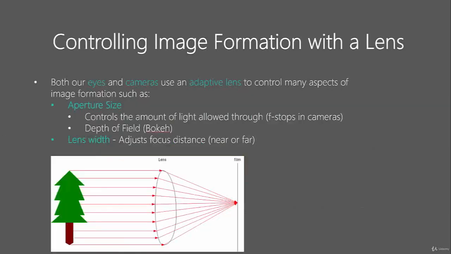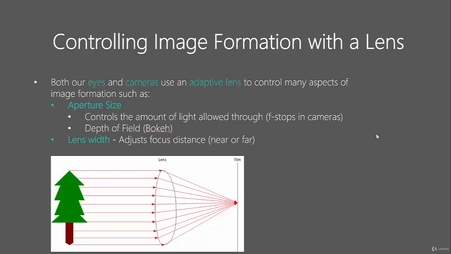So how do we fix this? Well, by using a lens. An adaptive lens, which is what most modern cameras and our eyes use, allows us to control the aperture size. And in photography, aperture size is referred to as f-stops in cameras, and lower is better. Lower also allows us to get some nice depth of field, which is also called bokeh in photography. Just so you know, bokeh is a highly desirable trait in photography. It allows us to have very blurred backgrounds while we focus on a foreground image, resulting in a pretty nice effect.